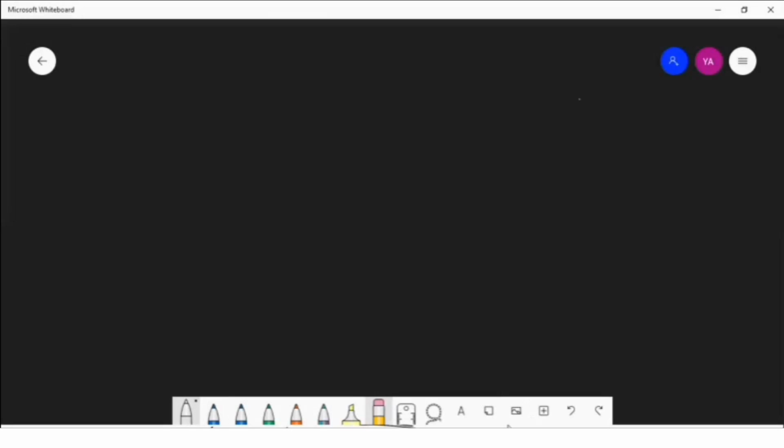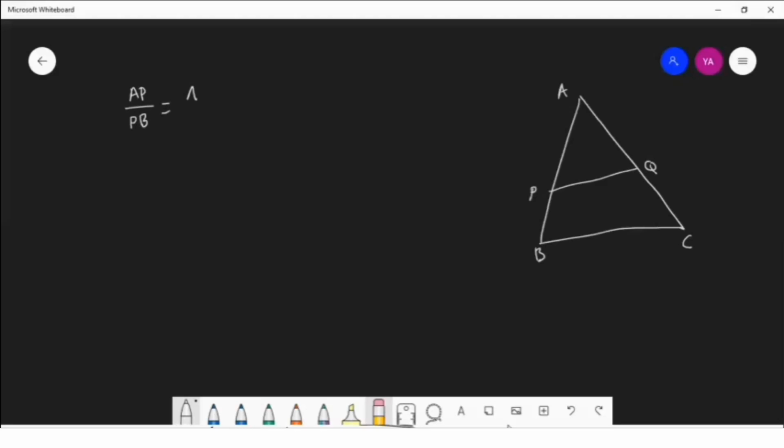I shall draw a triangle here. Suppose the name of this triangle is ABC. Given that a line is drawn, we can name it PQ. Its condition is that the ratios are the same; that's given. The line is drawn in such a way that AP by PB is equal to AQ by QC. The ratios are equal, that is given. And we want to prove that PQ is parallel to BC. That's our target. So how can we do this? We can prove this using proof by contradiction.